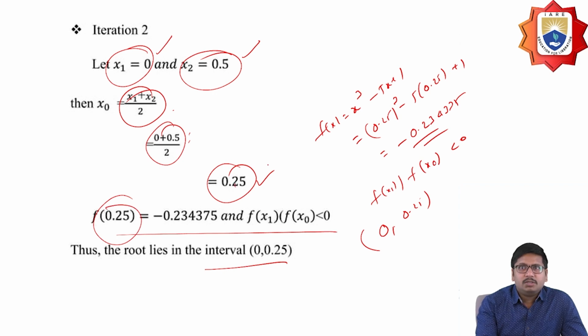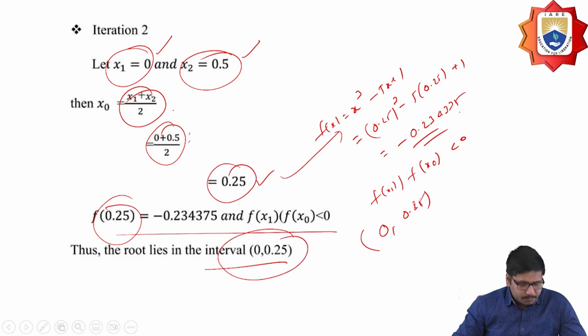After substituting this, I get this value. So what should be the value of f of x naught? By substituting in this equation, I get this value. That means f of x1 and f of x naught is less than 0 only. So the root should lie in between 0 and 0.25 only.